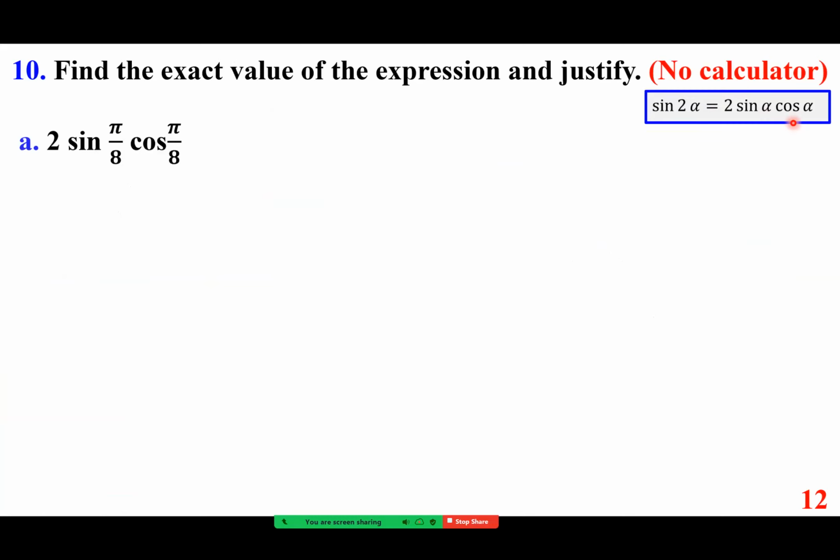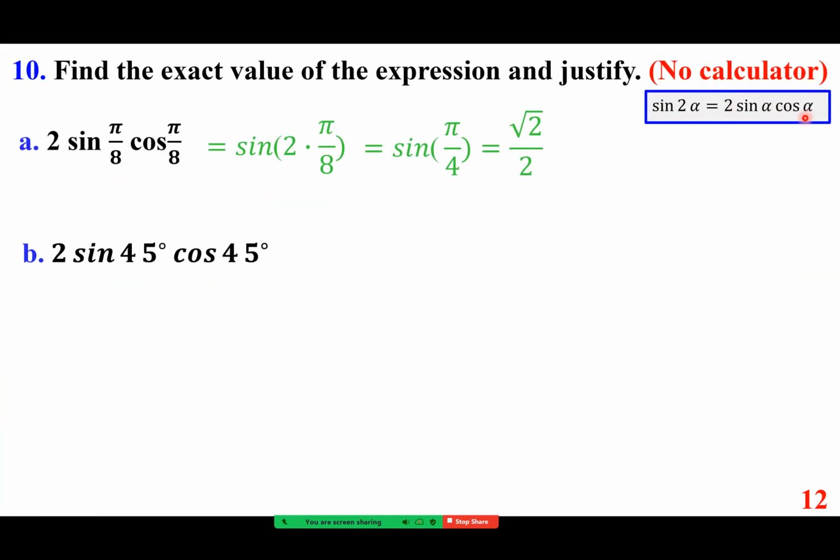You know, sine of 2 alpha is 2 sine alpha cosine alpha. So from here, we go to the right side, sine of 2 times pi over 8. And 2 times pi over 8 is pi over 4, sine is square root of 2 over 2. Same thing here, we move to the left, 2 times alpha, that means 2 times 45 degrees. And sine of 90 degrees is 1.